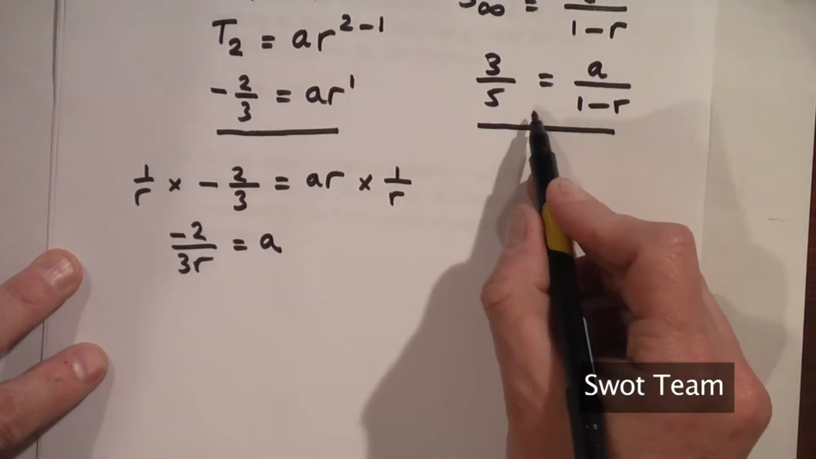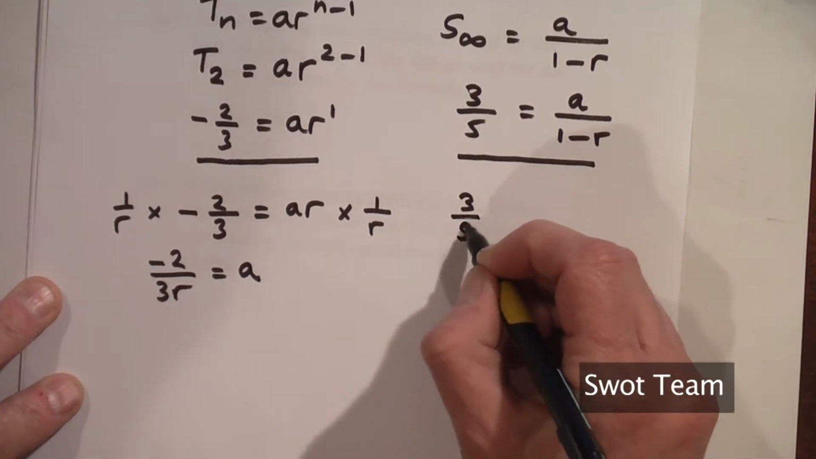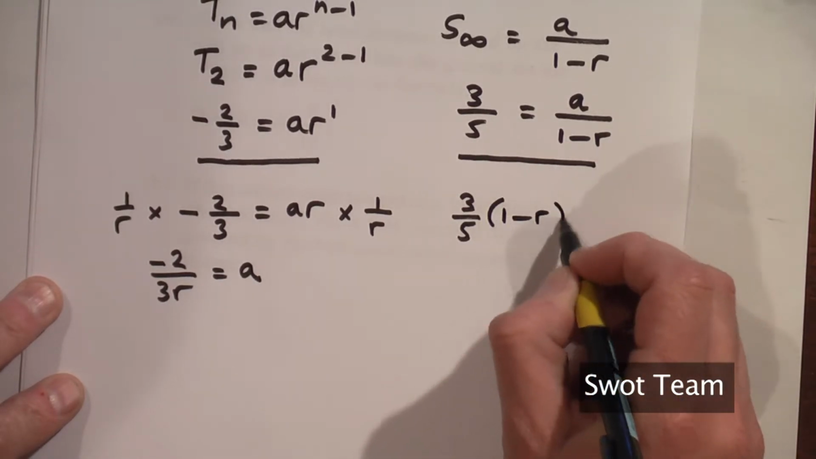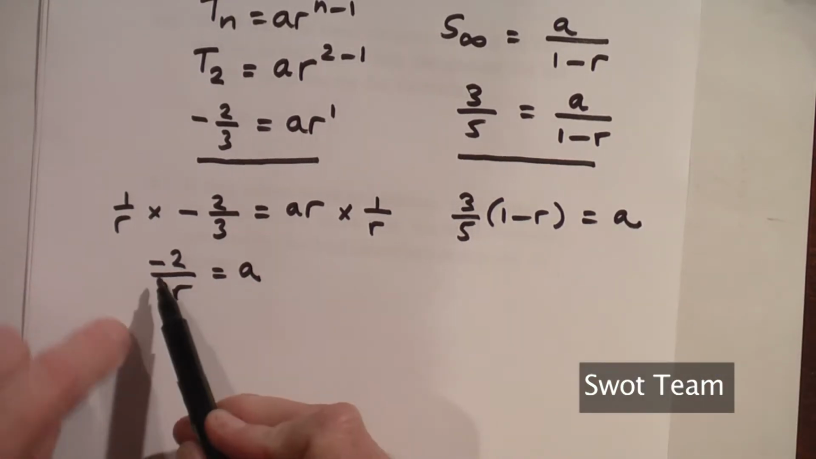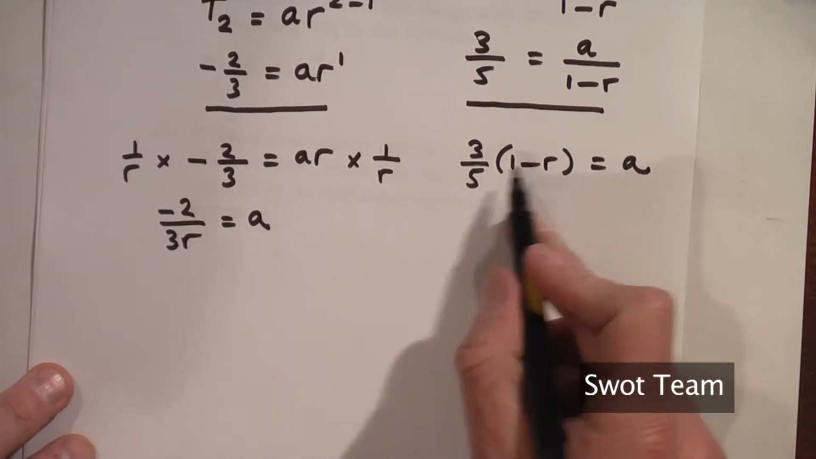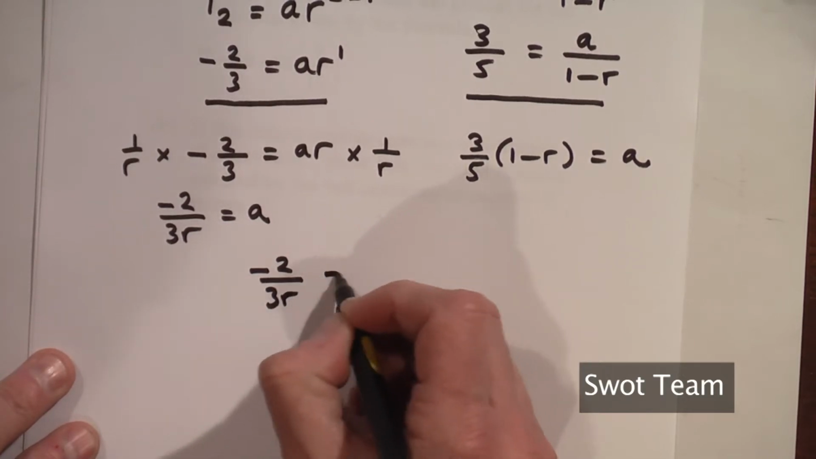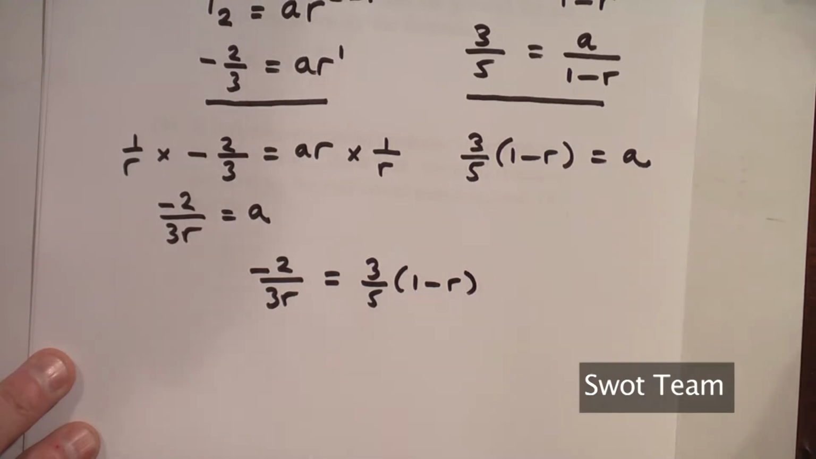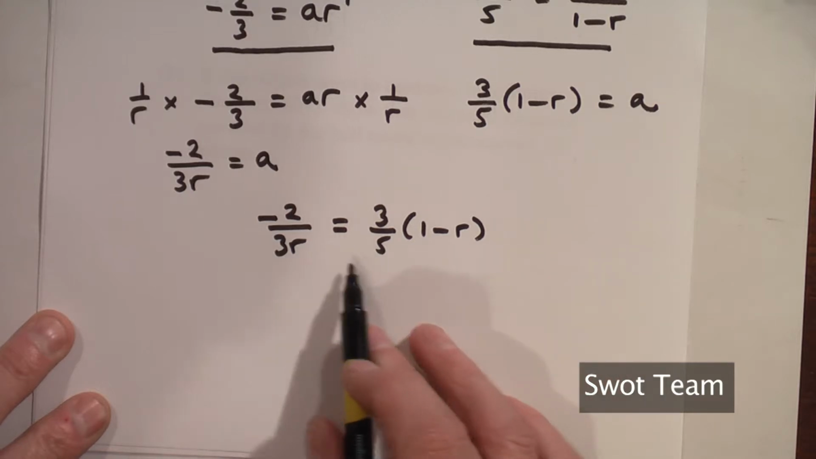Look at this one. You could do a little bit of cross multiplying here. So you could say 3/5, multiply both sides by 1 over R, so that goes up there, is equal to A. Now look at this. You've got A is equal to this, but at the same time A is equal to that. So you could actually equate these two. So you could say negative 2 over 3R is equal to 3/5 (1 minus R). Okay, great. Now we could solve for R quite easily here.